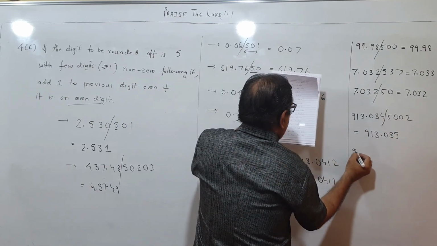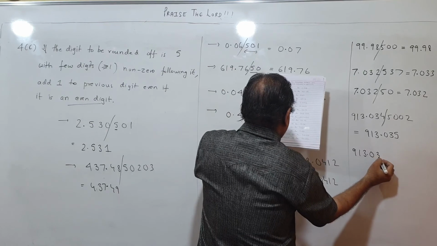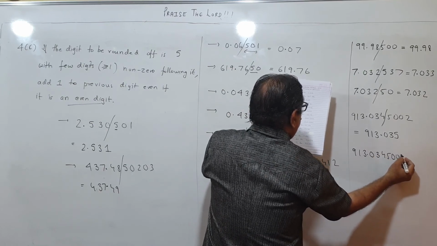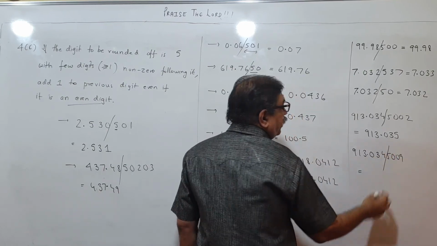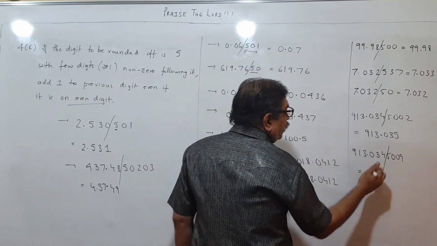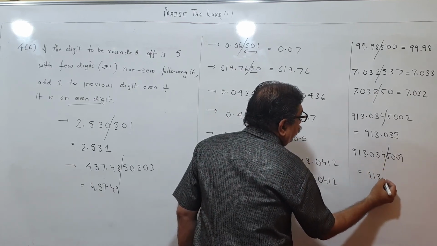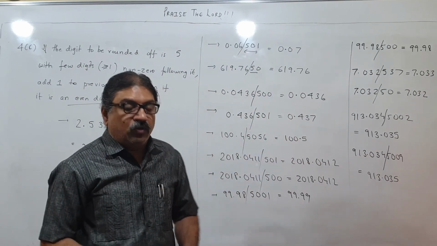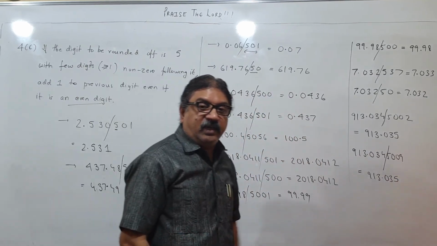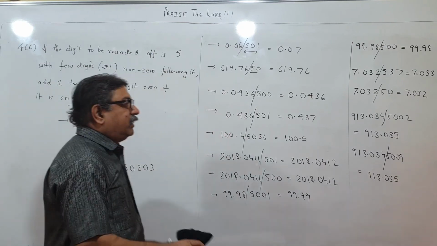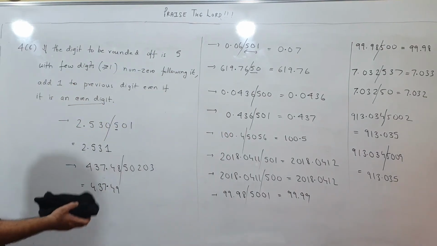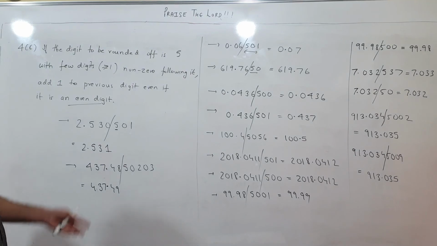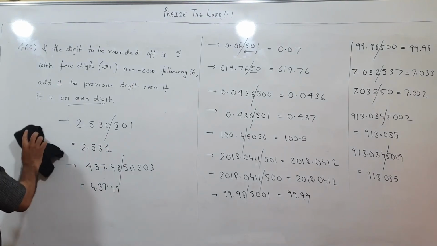Then 913.0345009. I want to round off till here. So again non-zero digits. So this will be 913.035. Like this you have to think about the rule of 5. 3 rules are there, A, B, C. Please keep them in mind and then only proceed. Please copy all the examples. I have given sufficient examples for the rounding off of 5. Okay.